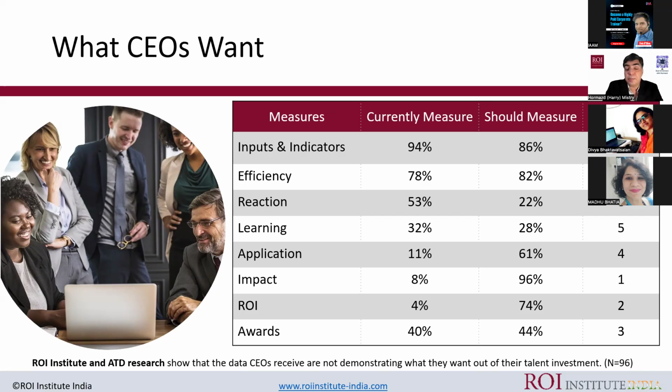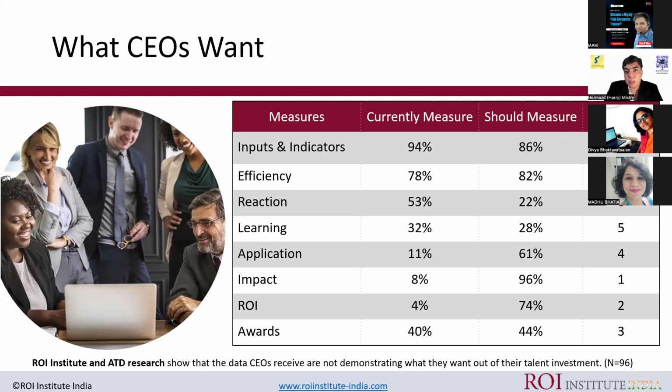So in collaboration with the Association for Talent Development, we did research with over 140 CEOs, of which we got complete valid responses from about 96 CEOs from different Fortune 500 companies. We asked them about different measures for each program or project that happens, in terms of inputs and indicators for any program or initiative. Do they currently measure it? 94% of the CEOs said that they do. We also asked them, is it important for you to measure it? Only 86% of them said that it was important for them to measure, even though 94% of them said that they were measuring.